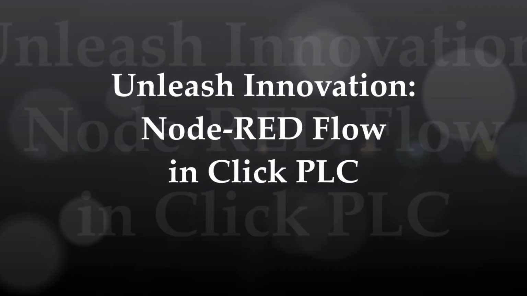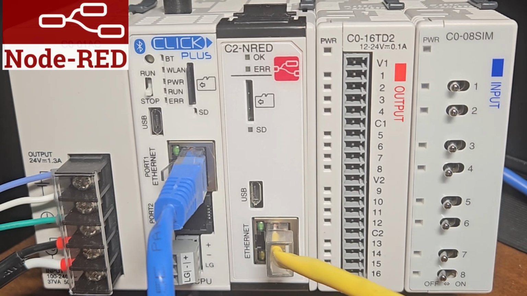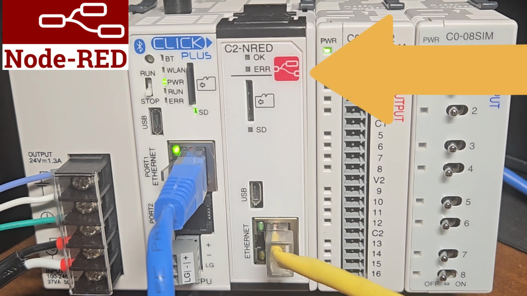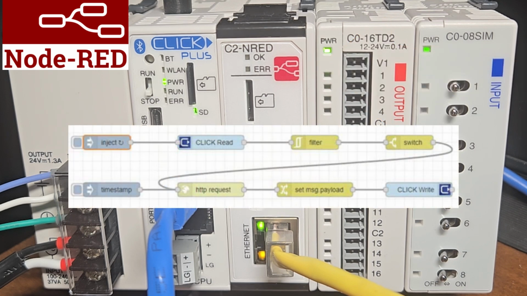Creating a Node-RED flow program in the Click PLUS PLC C2-NRED module. Node-RED is an innovative and powerful tool for connecting hardware devices, APIs, and online services. Regarding industrial automation, the Click PLUS PLC C2-NRED module takes things up a notch by integrating Node-RED, allowing users to create flows via a visual programming interface.